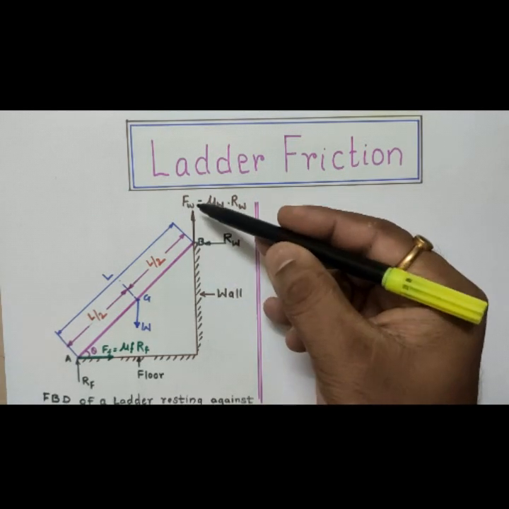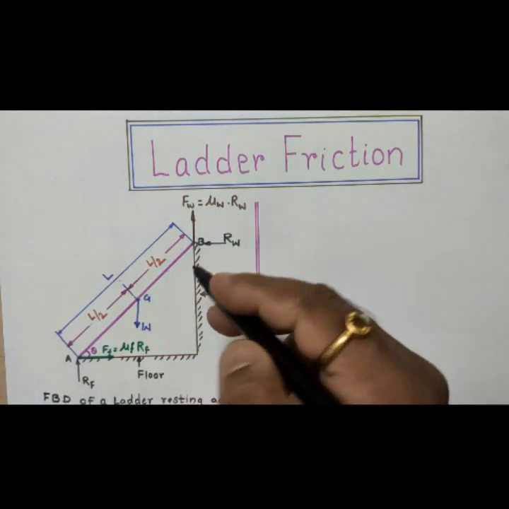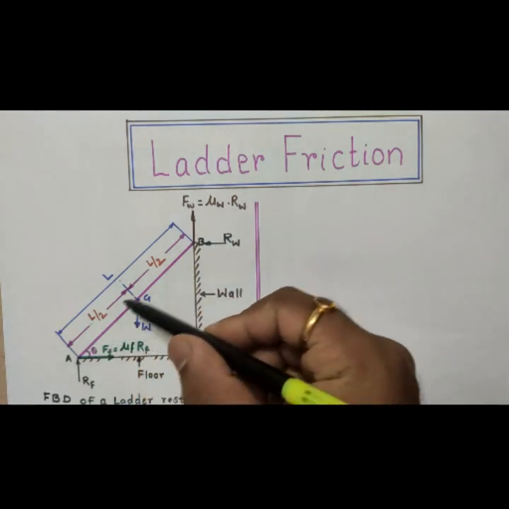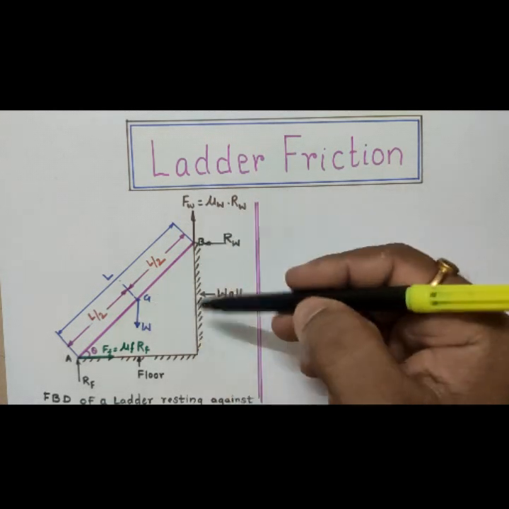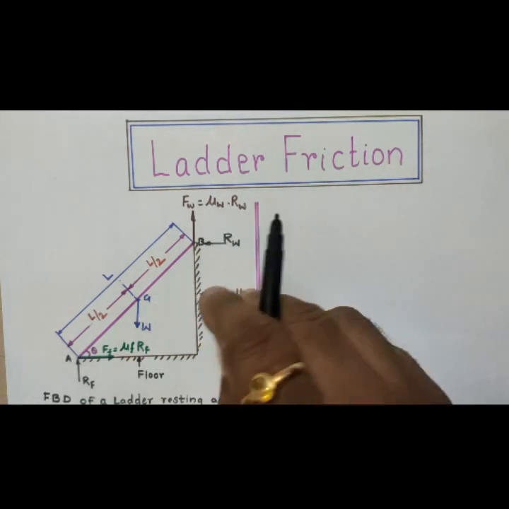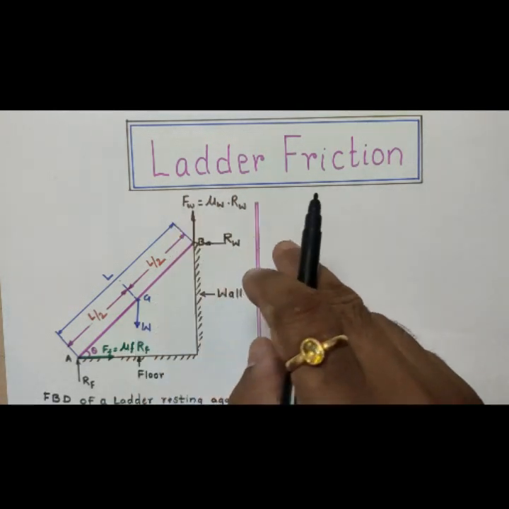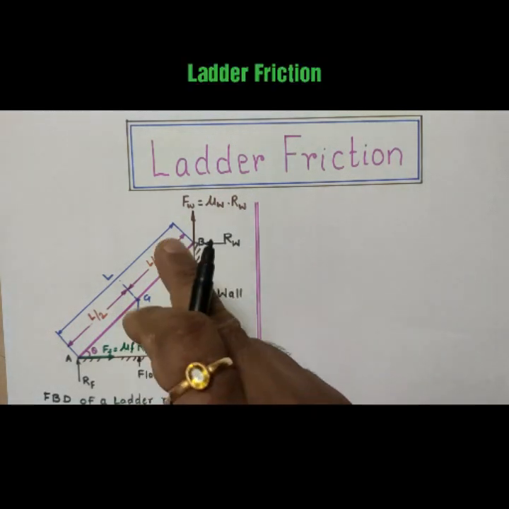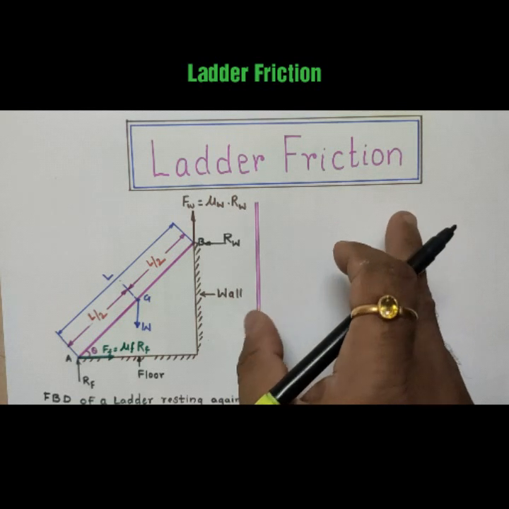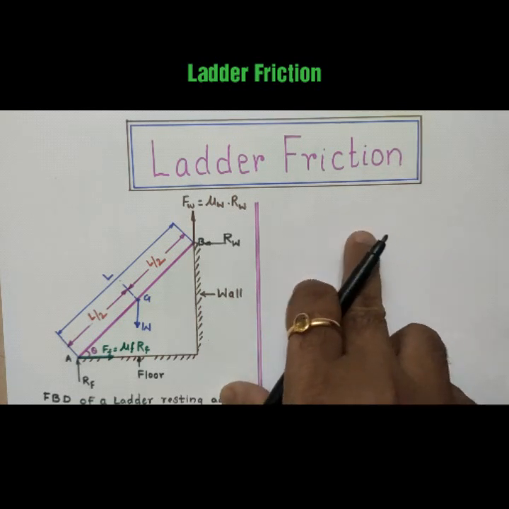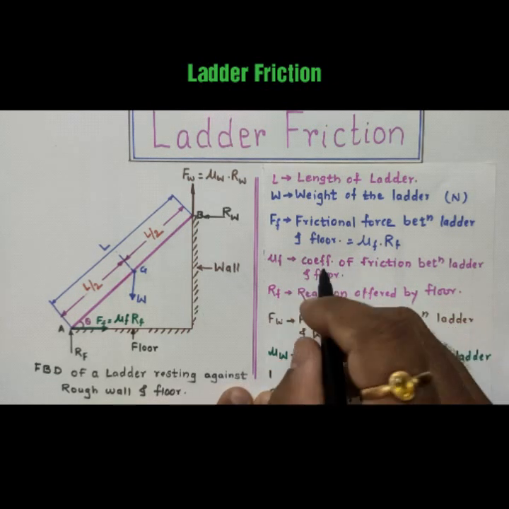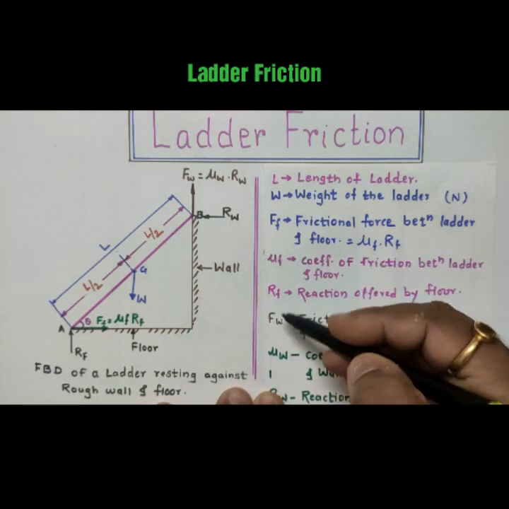The problems on ladder friction can be solved by resolving the forces acting on the ladder horizontally and vertically and applying the limiting conditions: summation Fx equal to 0, summation Fy equal to 0, and summation M equal to 0. Let us see the meaning of each term.